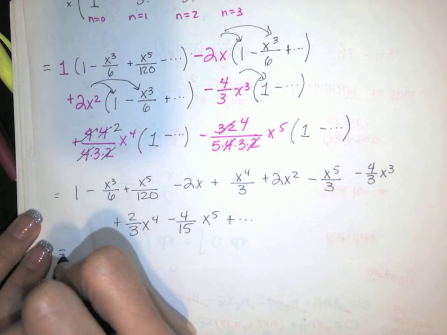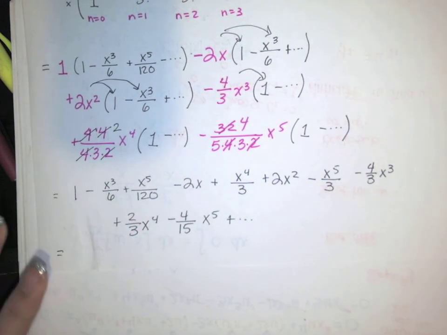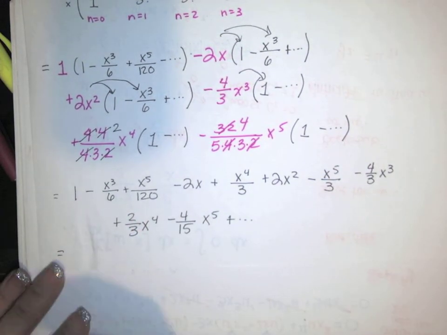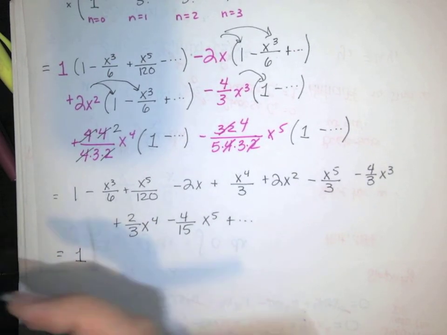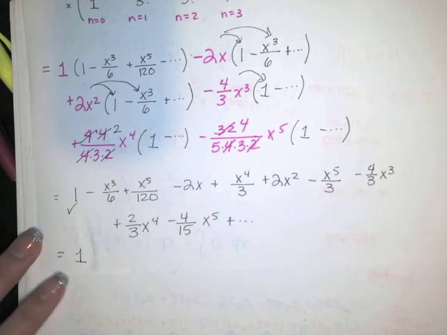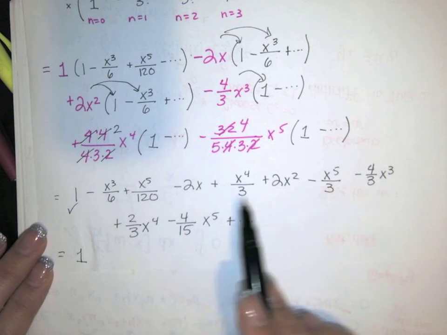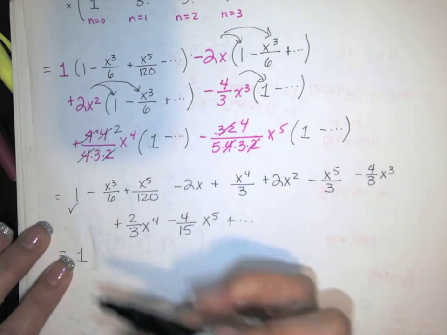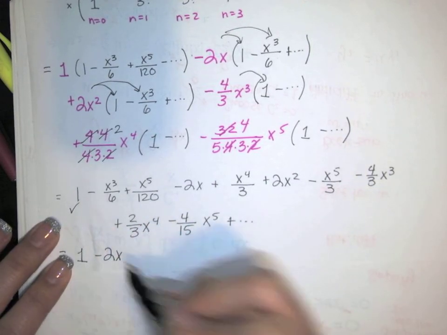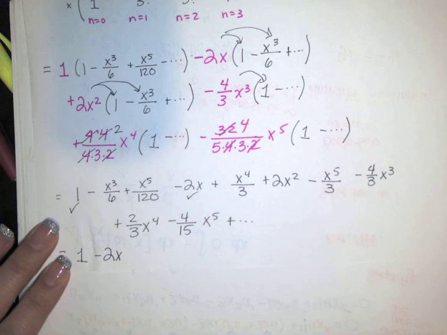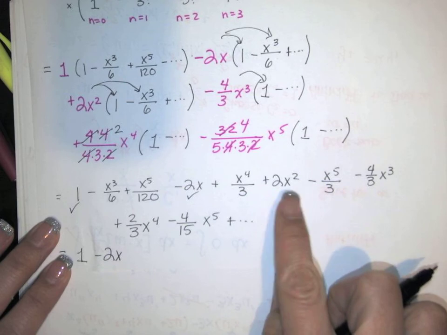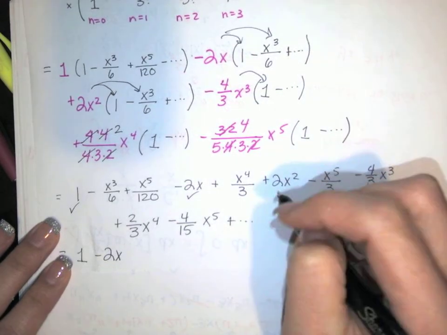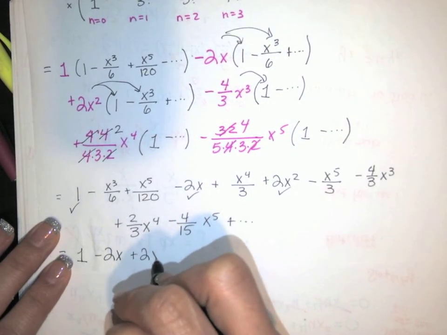Okay, now you want to collect like terms, and this is different from multiplying polynomials. We start with the lowest power of x first. So I've got 1 here, so that one's taken care of. And then I want any x terms that I have. I only have one of them, so it's negative 2x. And then I want the x squared terms. Do I have more than one of those? No, I just have a single x squared term, so 2x squared.